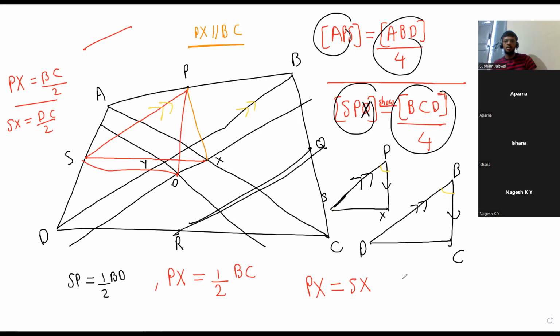Right. But then in that case, PO will not be equal to SO. So is it possible for them to be similar, at least in the traditional way? In PXS and POS, they cannot be similar anymore, because PX by SX, the ratio is 1. They are isosceles. But PO by SO cannot be 1, so it's not isosceles. So you can create situations in which they are not similar.